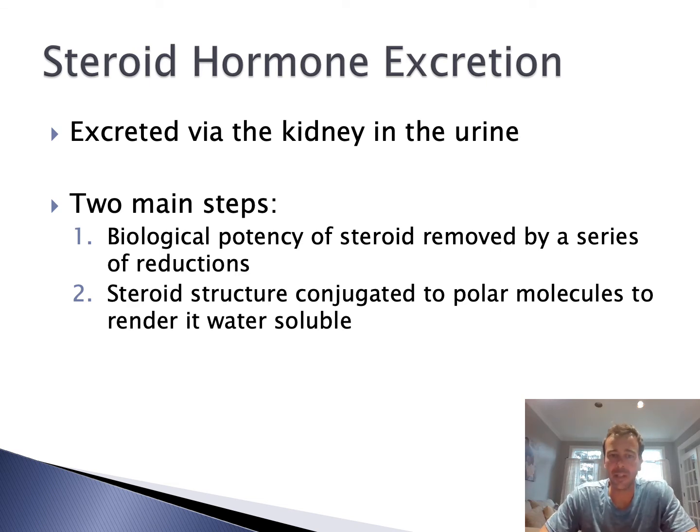Steroids are excreted via the kidney and the urine. There are two main steps involved here. First, the biological potency of steroids is removed by a series of reductions. So essentially you reduce the molecule so they're not as potent anymore. And then secondarily, the steroid structure is conjugated to polar molecules to make it more water soluble so it can be secreted in the urine.